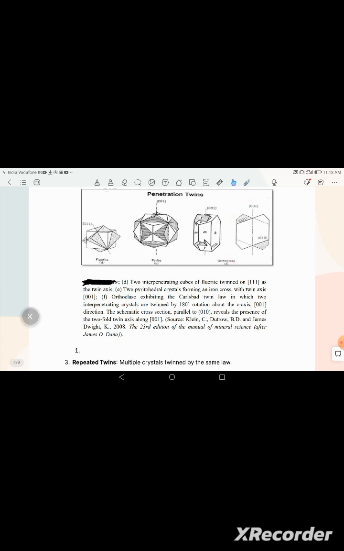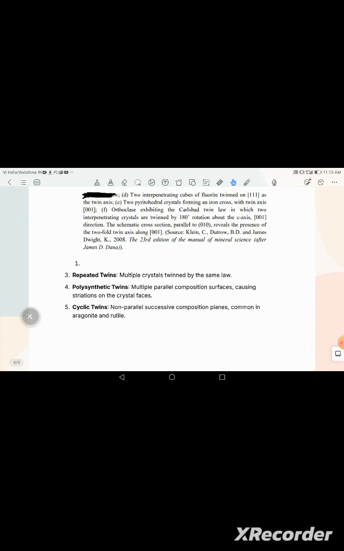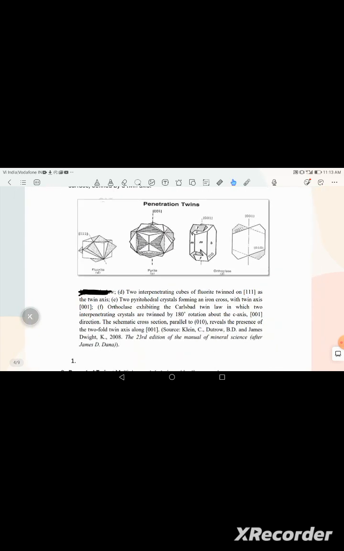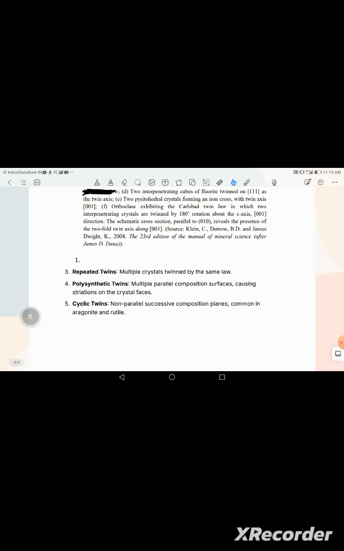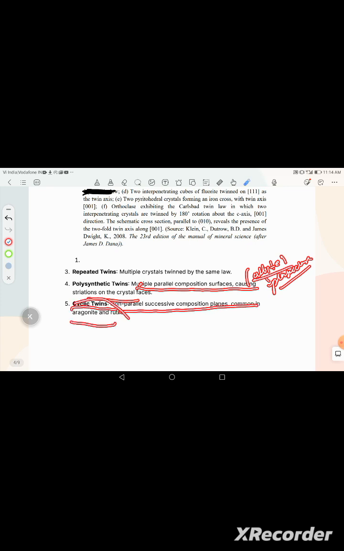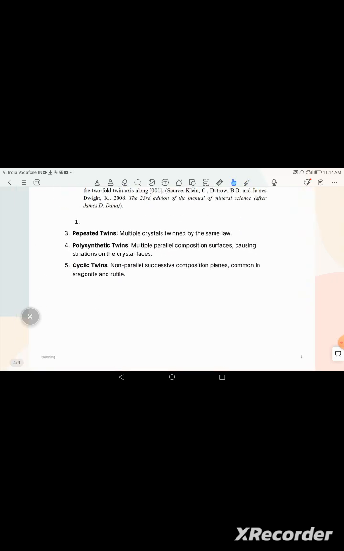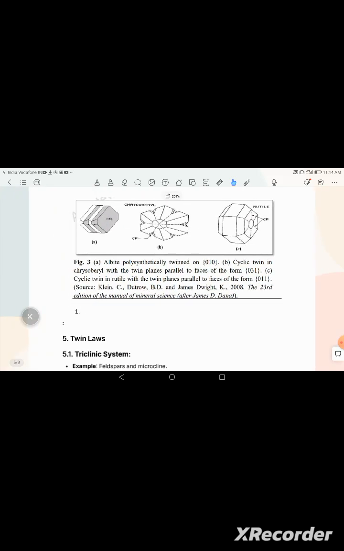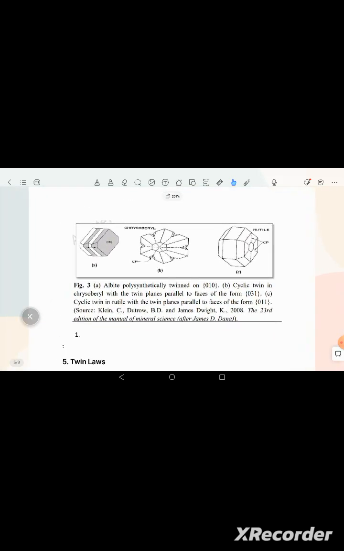Then comes the repeated twins. What are the repeated twins? After contact twin and penetrating twin, we see the repeated twins, multiple crystal twins on the same law. Then comes the polysynthetic twins, multiple parallel composition planes, generally shown in the Albite law by plagioclase. And then comes the cyclic twins, non-parallel successive composition planes, of aragonite or rutile. So these are the cyclic twins.